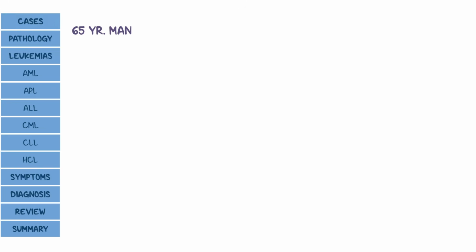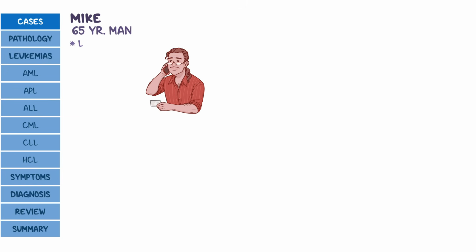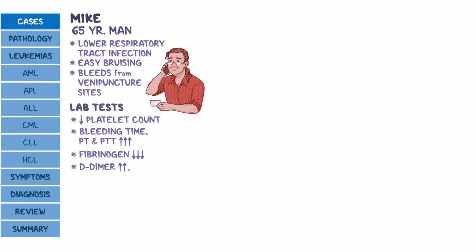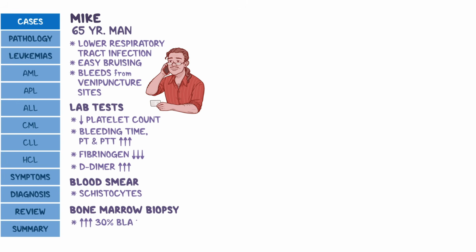A 65-year-old man named Mike is admitted to the hospital for a lower respiratory tract infection. He reports easy bruising for the past months, and a few hours after admission, he rapidly deteriorates and starts to bleed from venipuncture sites. Lab tests show low platelet count, and bleeding time, PT and PTT are prolonged. Fibrinogen is decreased and D-dimer is elevated. Peripheral blood smear shows schistocytes. Bone marrow biopsy shows more than 30% blast cells with Auer rods in the cytoplasm.